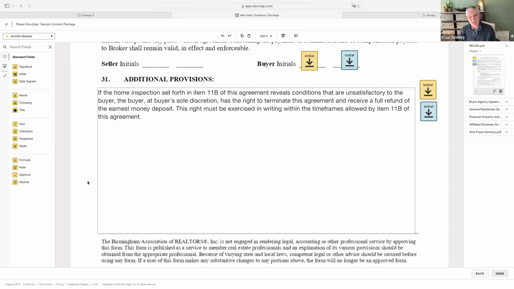This right must be exercised in writing within the timeframes allowed by item 11B of this agreement. And what that does, the way 11B reads, if you really look at it, is the buyer can't just walk away after the inspection. They have to ask for things and then the seller refuse before they have a right to walk away.